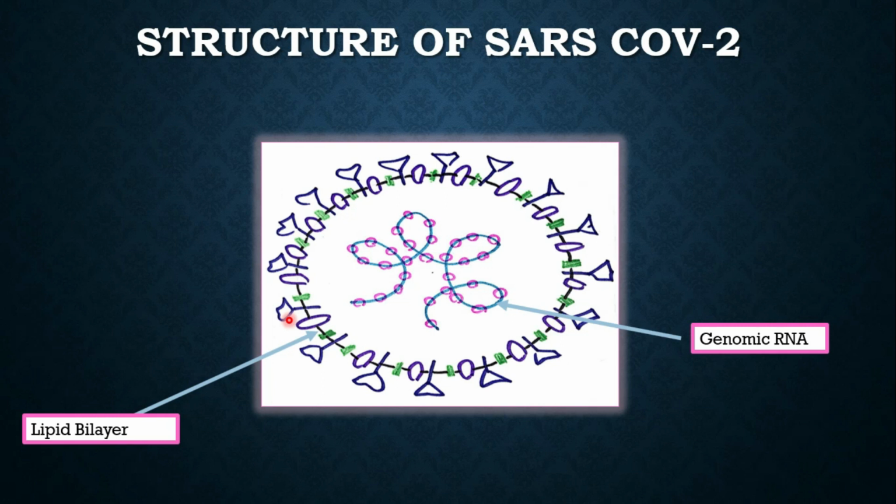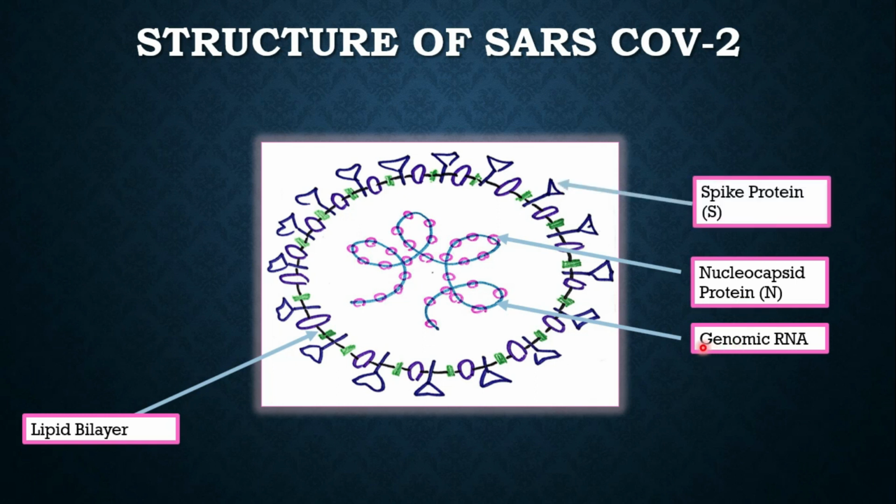Coronavirus consists of 4 structural proteins, one of which is the nucleocapsid protein. What is the function of this nucleocapsid protein? It is involved in packaging of the RNA genome and it is always present with the genomic RNA. You can see this pink part is the nucleocapsid protein and this blue part, which is in coil form, is the genomic RNA, and this nucleocapsid protein is present with the genomic RNA, forming a kind of complex.